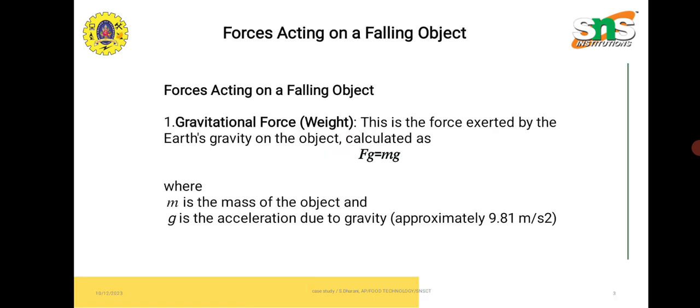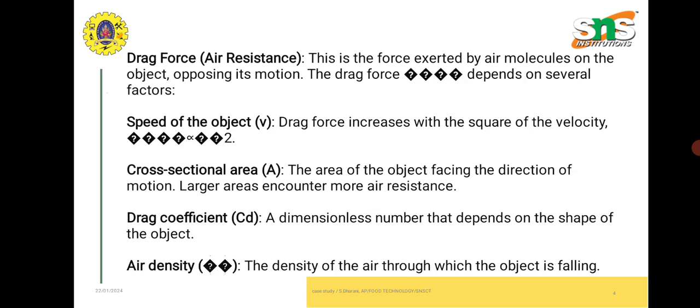Forces acting on a falling object. Gravitational force: this is the force exerted by the Earth's gravity on the object. Fg equals mg, where m is the mass of the object and g is the acceleration due to gravity, approximately 9.81 meters per second squared.